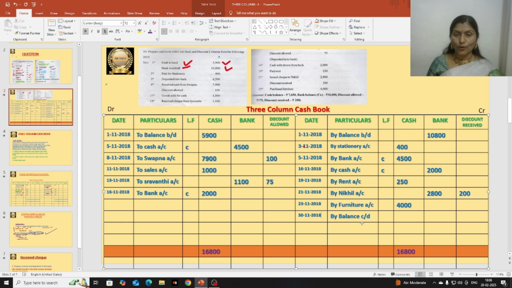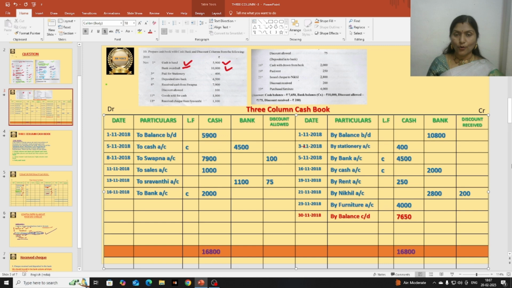I put 30. And how much amount should we put in the cash column? You deduct the totals. The debit side total is 16,800 and the credit side total of the cash column is 9,150. You deduct 9,150 from 16,800. How much will you get? You will get 7,650. We should put 7,650 there. That is the answer. That balance is available in the hands of the business on the last day of the month. So that is the answer here.